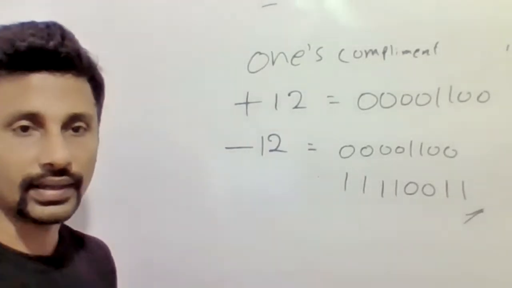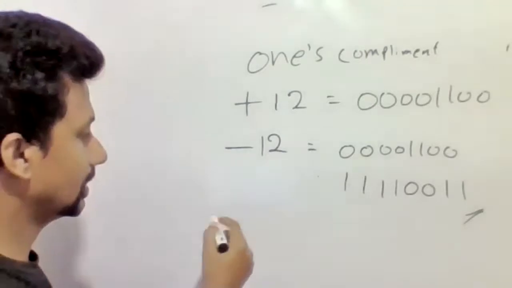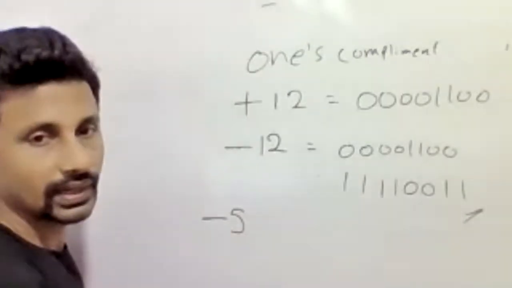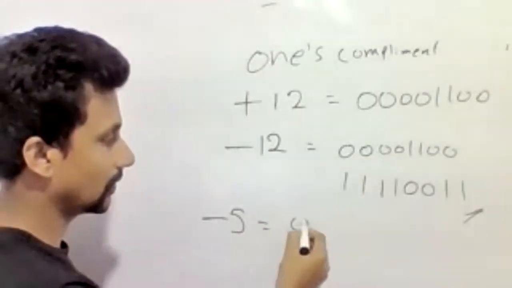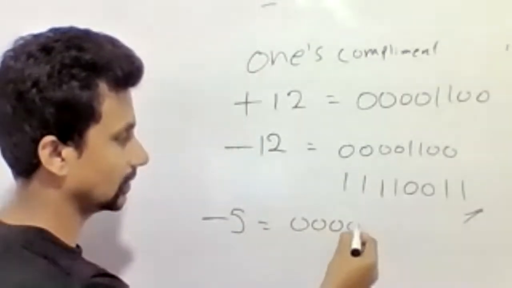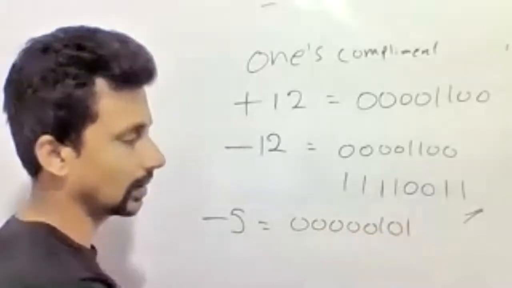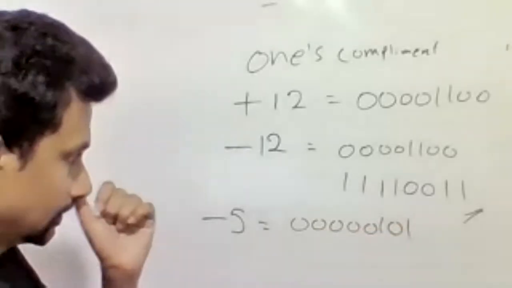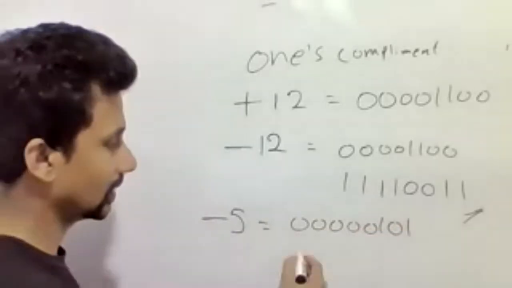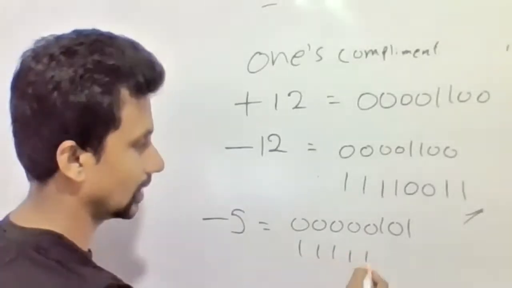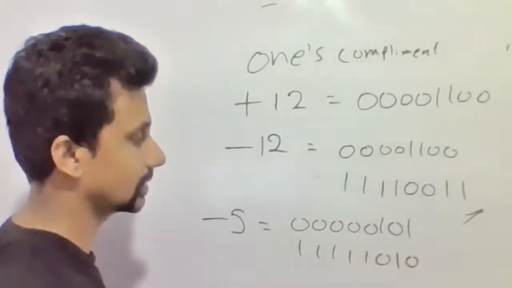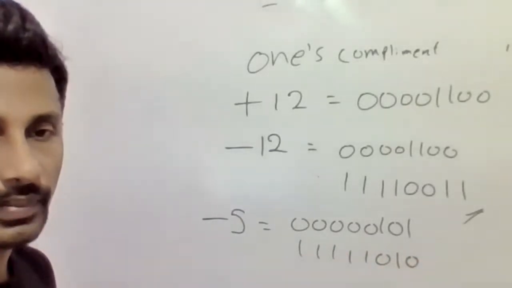While you are writing, I will take another example. -5. I have to first find out the positive 5. Now I have found the positive 5. Now we have to flip the bits. 1 1 1 1 1 0 1 0. This is in ones complement.